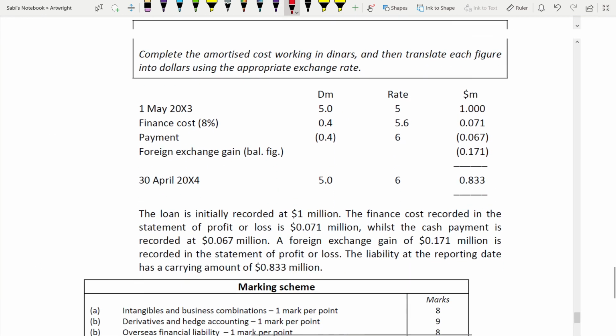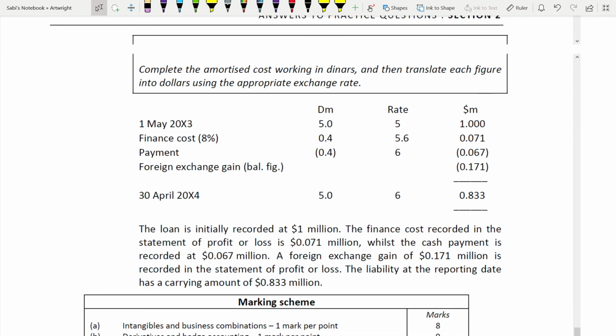Now calculation. So for calculation, use Excel. Use 4 columns like this: description in one column, then dinar, the rate, dollar million. Use these columns rather than just calculating this number, or this number. It's not enough. If you calculate and only put this number in your Word, it's not enough. You need to show this, this, like this.